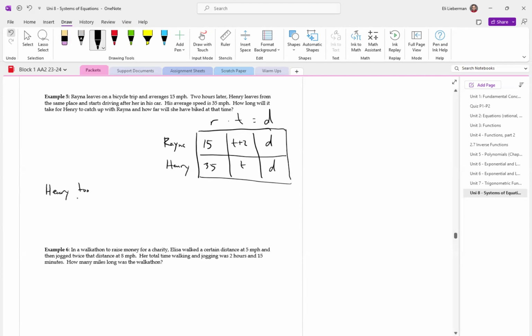So I think he was driving a car, right? And he took 1.5 hours to catch up with Reina, is that right? And how far did she bike? 52.5 miles. Do we agree with these answers? 52.5 miles by bike? Miles on a motorcycle. Do we agree with these answers? Any questions?